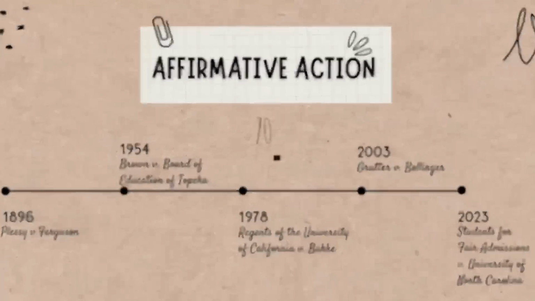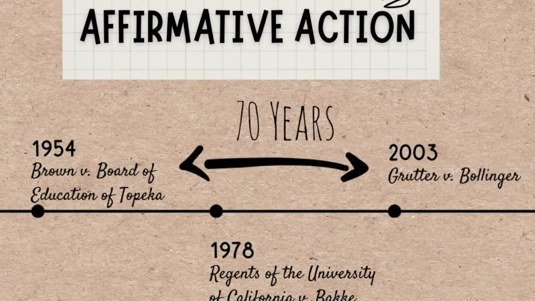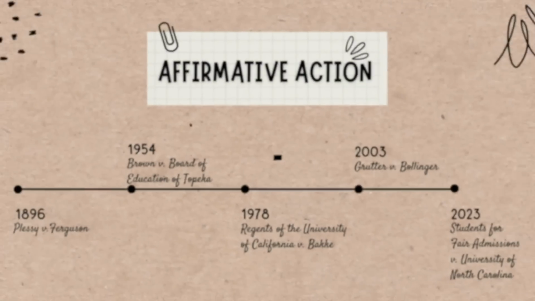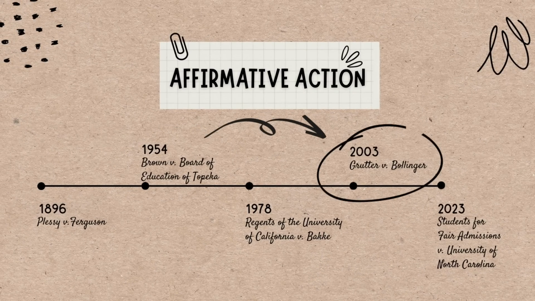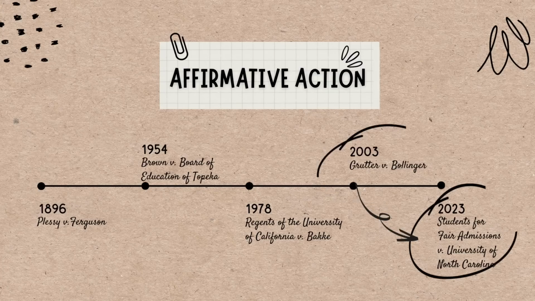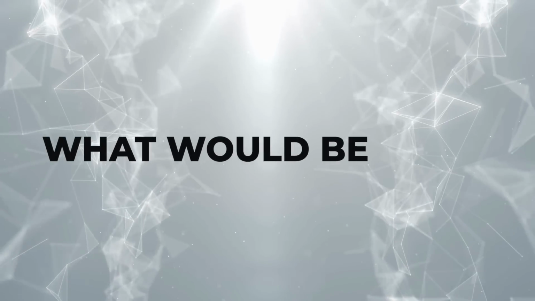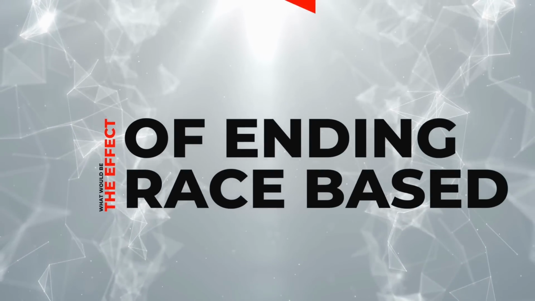Remember, for about 70 years after Brown versus Board of Education, we've had some form of affirmative action. Race went from being an essential element to admissions, if you're black, you get in, to it being a factor in admissions, to now it being illegal in the admissions process. So the question most people are asking is, what would be the effect of ending race-based admissions policies?